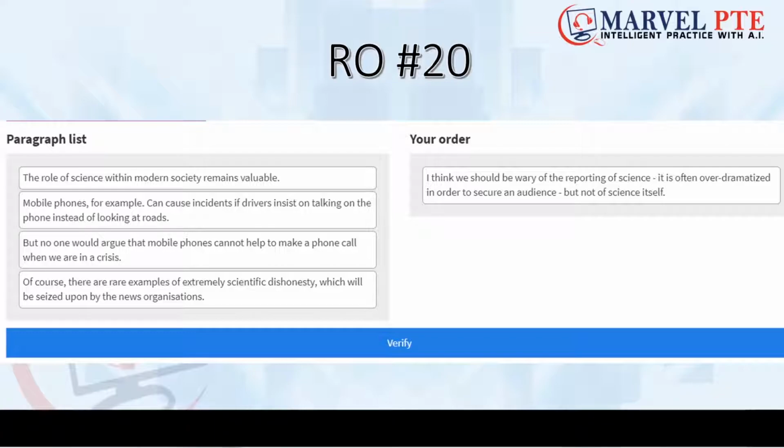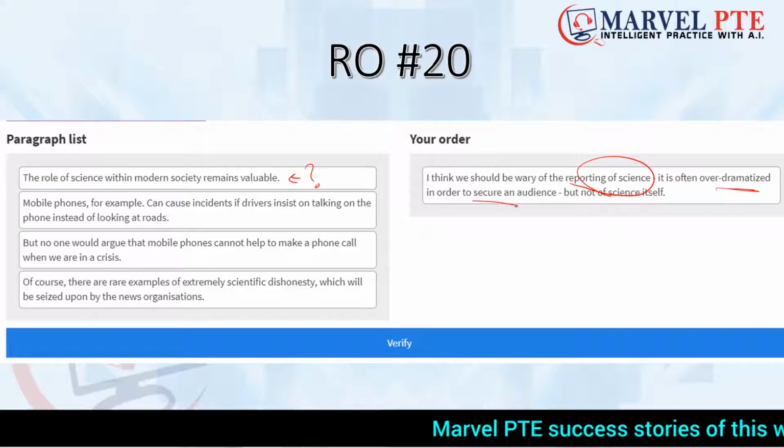And now let's see the second one. Remember, our focus should be always on pairing. So over here, now we are going to see which one would be the second line. The role of science within modern society remains valuable. It doesn't make sense. Over here, we are talking about that the reporting of science is over dramatized in order to secure an audience, but not of science itself.